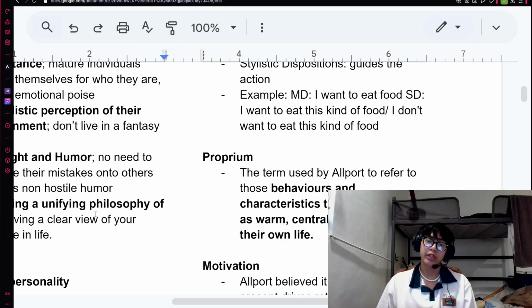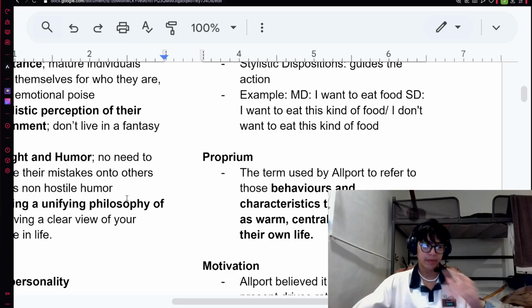That's your motivational disposition. Your stylistic disposition will take that information from the motivational disposition, and its job is basically to figure out how you want to achieve, or how you want to pursue that goal of eating. So I want to eat this kind of food, or I don't want to eat this kind of food. So let's take me as an example. If I'm hungry, my motivational disposition will tell me to eat. Now, my stylistic disposition will tell me what to eat, because that's basically the stylistic disposition. It tells me how it wants to achieve that goal.